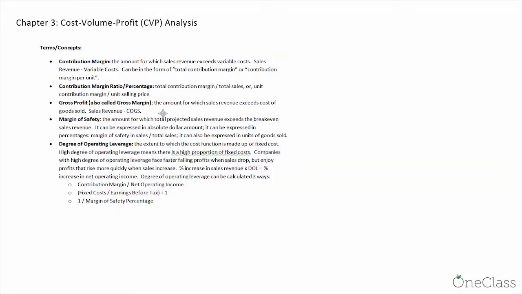Now, let's move on to Chapter 3, Cost Volume Profit Analysis. The basic form of cost volume profit analysis is to calculate the break-even point. How many units do I need to sell so that at least I have no net loss? What are my revenue and cost going to be? Of course, in this case, revenue and cost will be the same because you're breaking even.